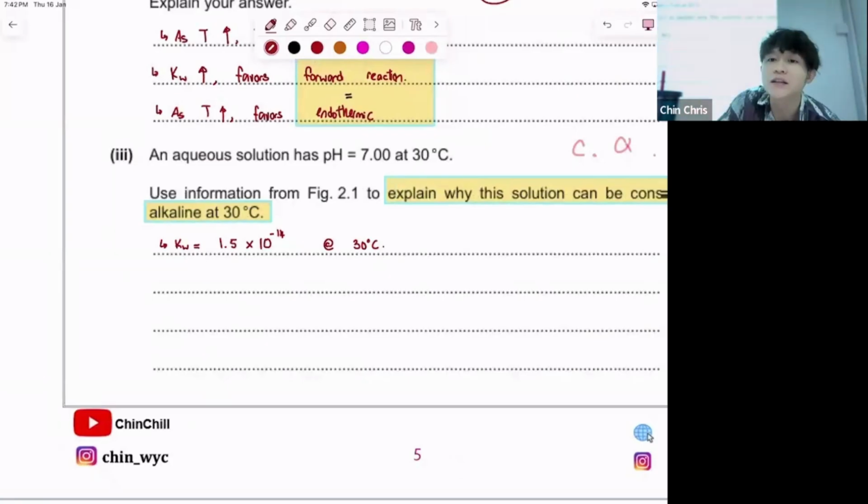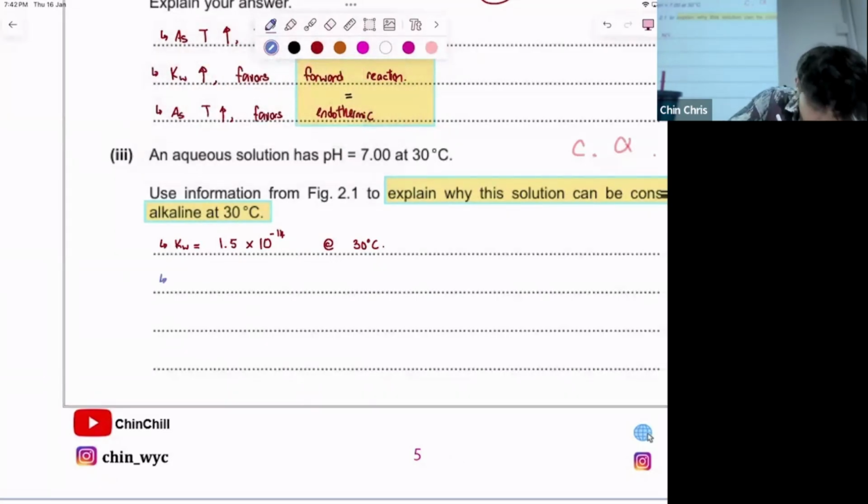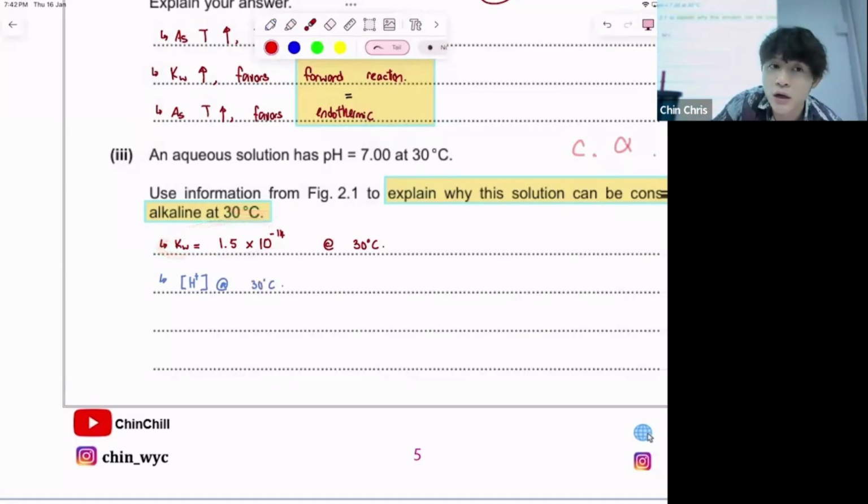The next thing, guys, is you have to recall your method 1. Can you calculate for me the concentration of H plus at 30 degrees? Using your Kw value, please calculate. I want you to calculate the concentration of H plus at 30 degrees.